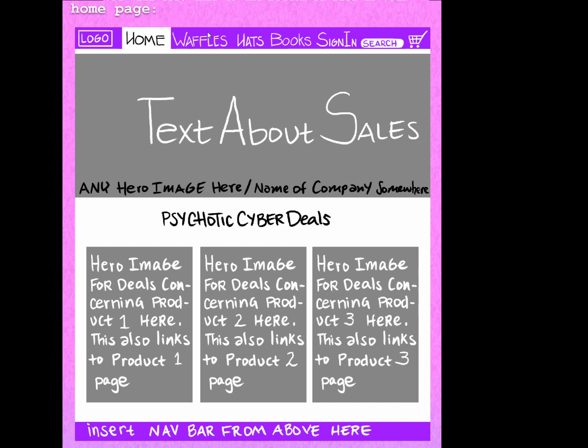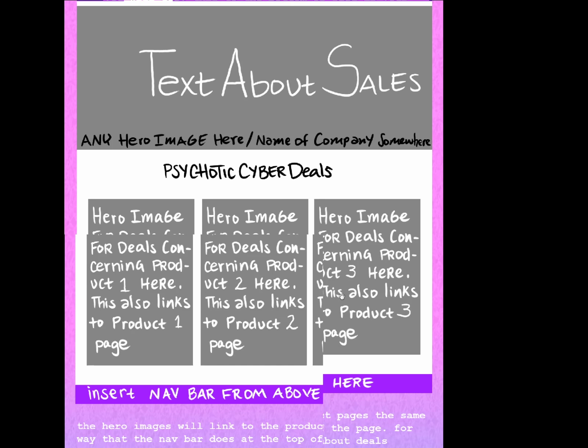Also in the navigation bar, if I click on the waffles, obviously it's going to take me to the waffles page. This will take me to the hats page. This will take me to the books page. This will take me to the sign in, and this will take me to the checkout. So hero image 2 is going to be product 2. In my case, it's hats. So if I click on this hero image, it's going to take me to the hats page. And 3 is the same. It's going to take me to books if I click on it. So that is pretty simple right there.